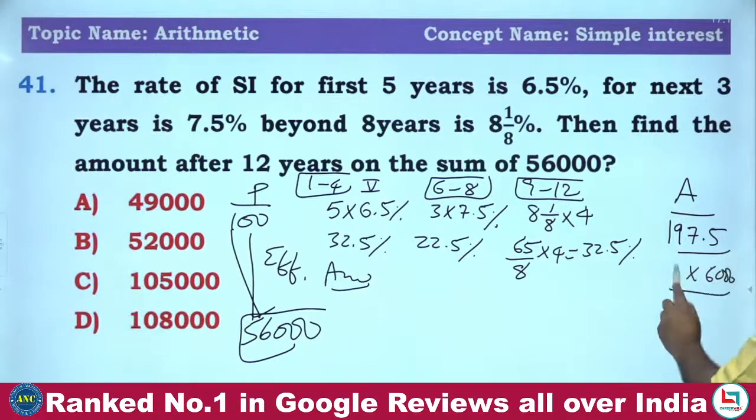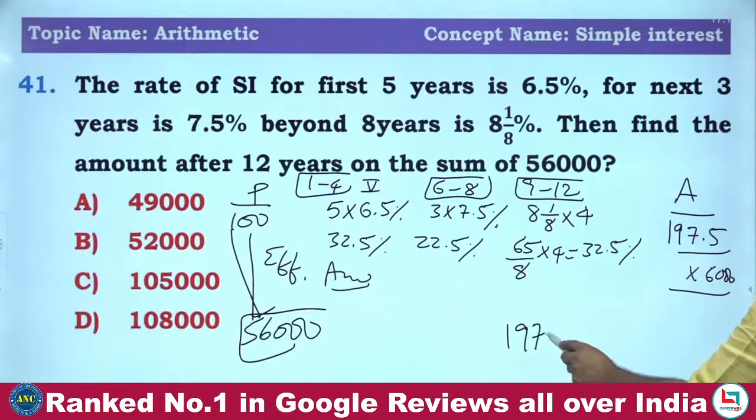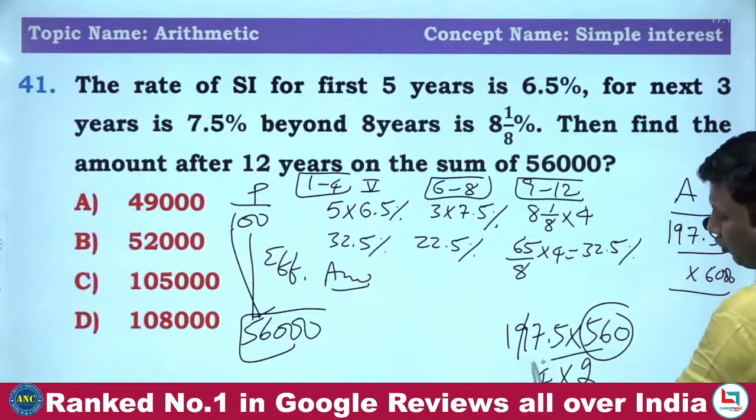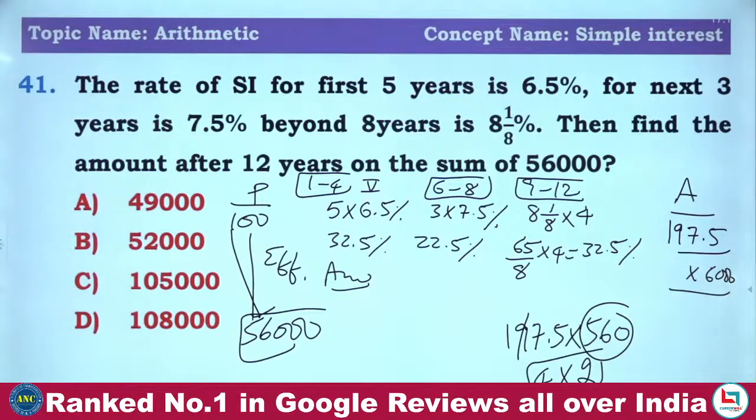You can use a digital sum also. 197.5 into 560. 5 plus 6, 11; the digital sum is 2. 9 out. 7 plus 5, 12; 12 plus 1, 13; 13 it is 4. 4 2s are 8. The answer where the digital sum is 8.